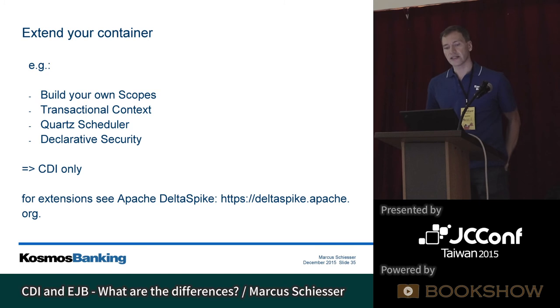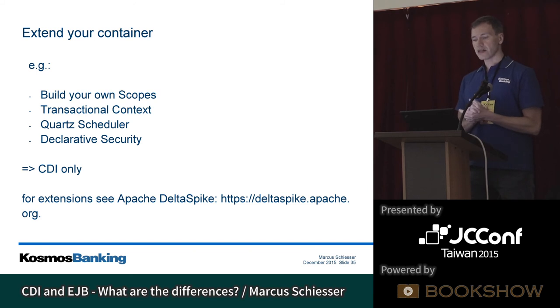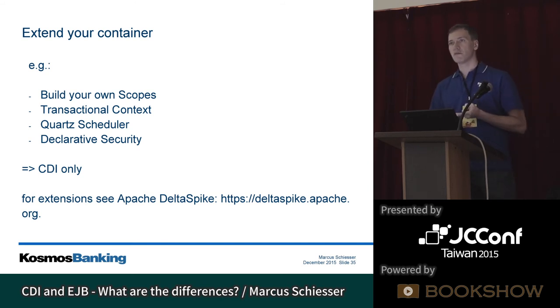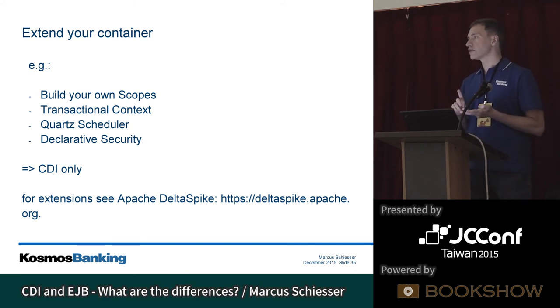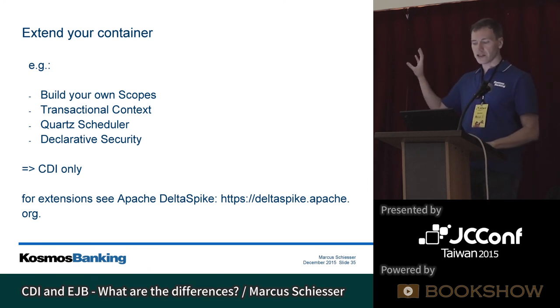CDI also allows you to extend your container. There are a lot of extensions. You find them on the website Apache DeltaSpike. That's a project where you could basically extend your CDI further. There are more scopes you can find there. You can find transactional support for JPA, for Java Persistence API, and you have a scheduler from Quartz where you can invoke bean methods by a timer. You also have declarative security. You just add an annotation and then it could only be called in a different security context. These are a couple of extensions you have for CDI.